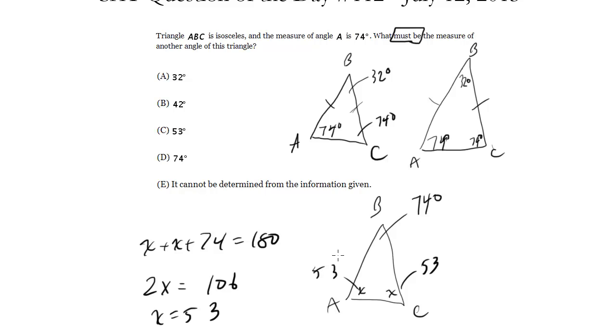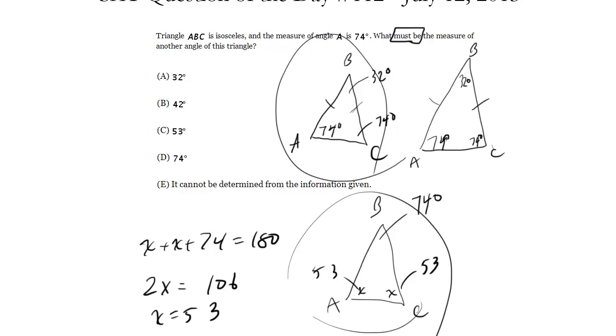And it comes down to the fact that when we have this isosceles triangle, we just don't know where that 74 goes, what is isosceles, what is equal in that particular triangle, so we can't figure out anything. We've got two choices, right? We can either be this triangle or it can be this triangle. So looking at the choices, we know it can't be any of the numerical ones because none of those are guaranteed. So it's going to have to be E. It cannot be determined from the information given. We need more information in order to answer the question.